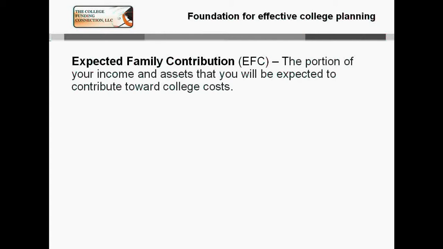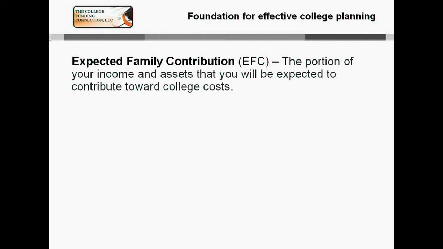So before we get into more specific numbers for Rice University, I wanted to take a look at some of the basics. The first thing is the calculations or the formulas that are used to come up with financial aid numbers for your student. You may or may not be familiar with the expected family contribution, also known as the EFC. And simply put, this is the portion of your income and assets that you will be expected to contribute towards the cost of college. So every school uses this.